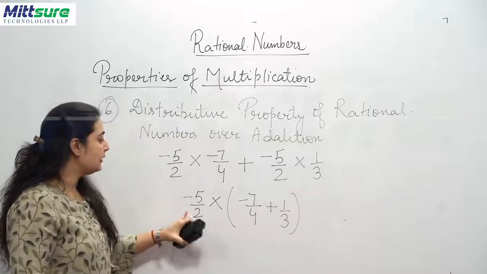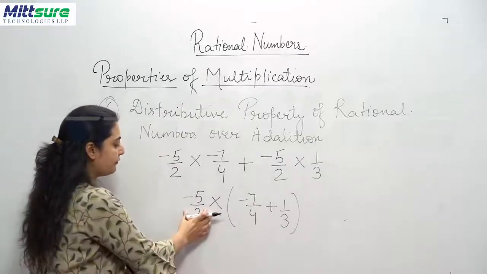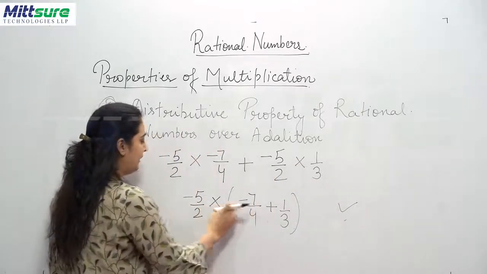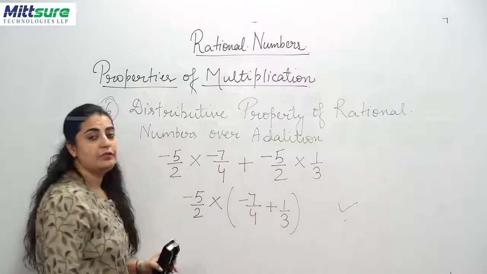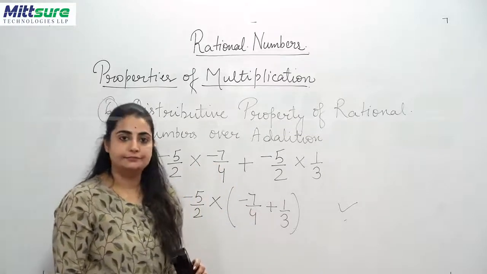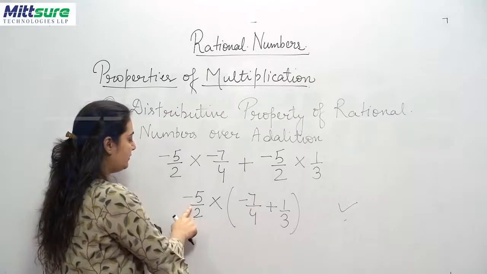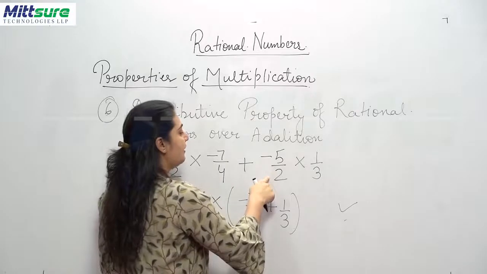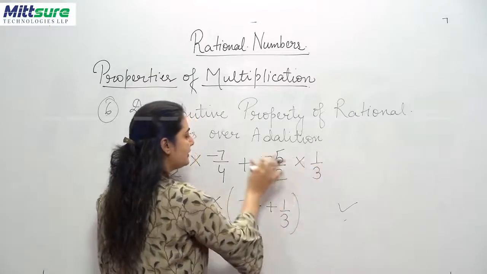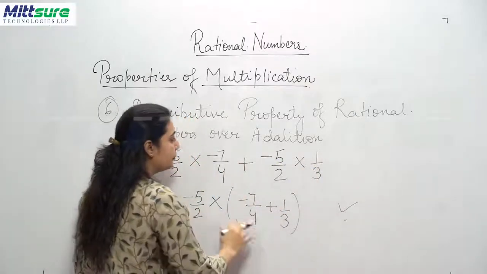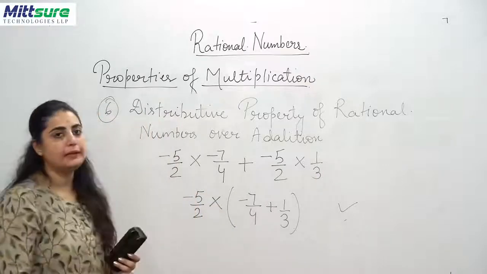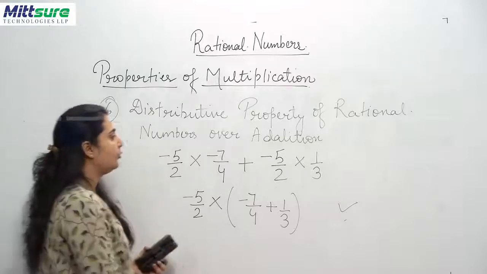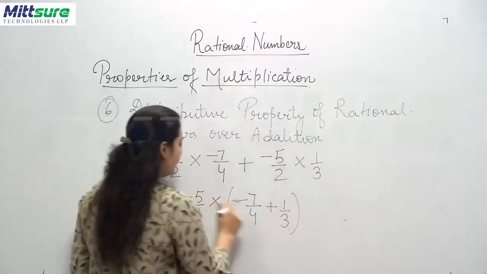Clear? Now see what is happening here. This minus 5 upon 2, when put in this condition, is multiplying separately with both the numbers present inside the bracket. So minus 5 upon 2 is multiplying minus 7 upon 4. Again minus 5 upon 2 is multiplying 1 upon 3 separately. So this is the distributive law or distributive property of rational numbers over addition. Right? Now we are going to solve this. So how are we going to solve this?